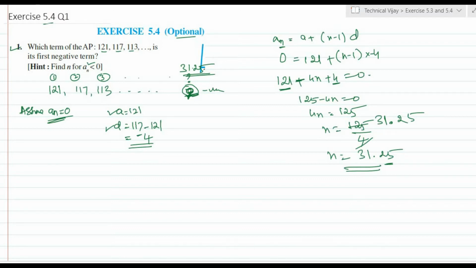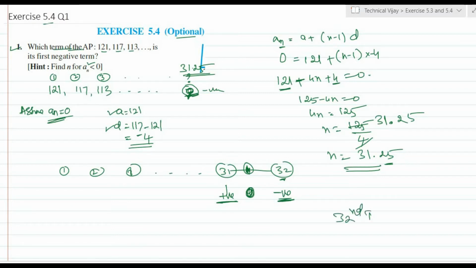Means after 31, this is the first term, second term, third term. So like this, after 31.25, this is 32. So 31.25 will be 0, meaning the 32nd term will definitely be negative. So this 31 is positive. So the 32nd term will definitely be negative only. So what he has asked, which term of the AP is negative, means the 32nd term of the AP. Okay, in this way we can solve it.